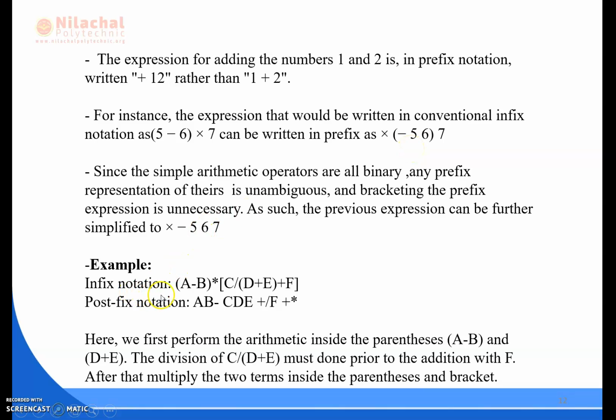Here is an example of another infix notation, in which in round brackets we have a minus b, multiplied by, in square brackets, c divided by d plus e, and again in brackets plus f. Which one do we need to solve first? Here we can see there are brackets. So first of all we will be solving the square brackets.